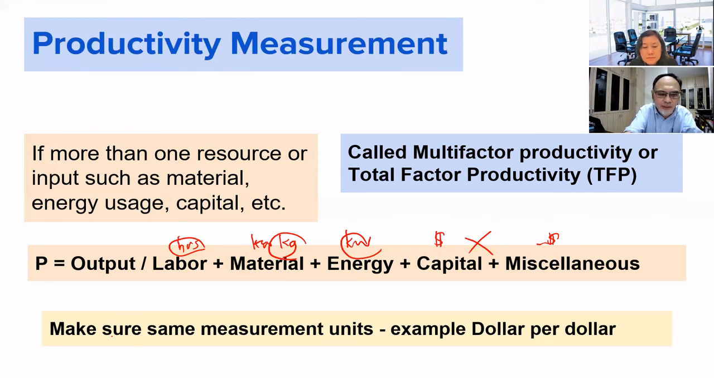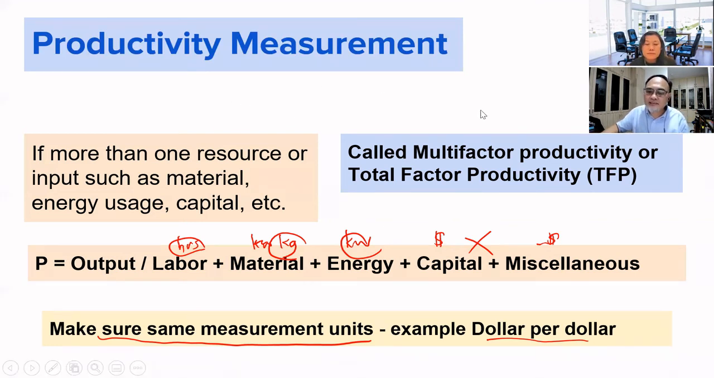So we have to make sure of the same measurement units. For example, dollar per dollar output. Normally dollar per dollar becomes an index already. It's an index. There are no units, you cancel out.